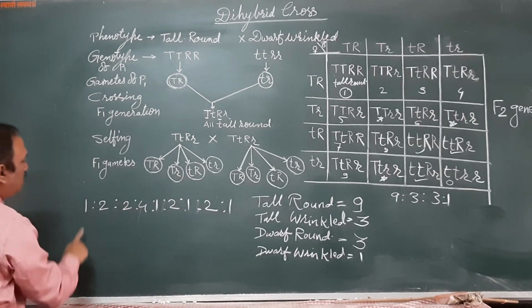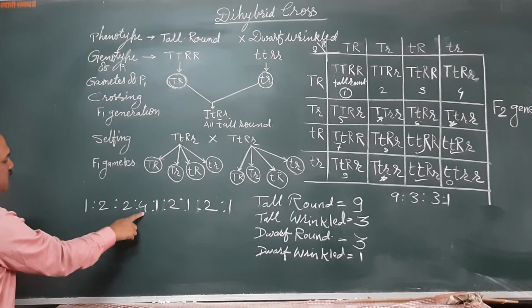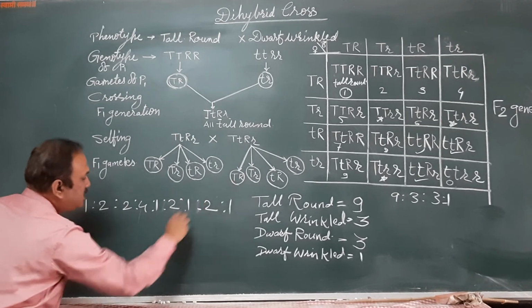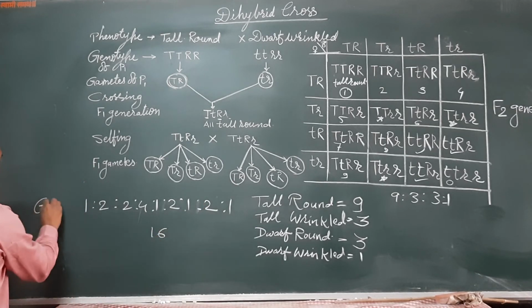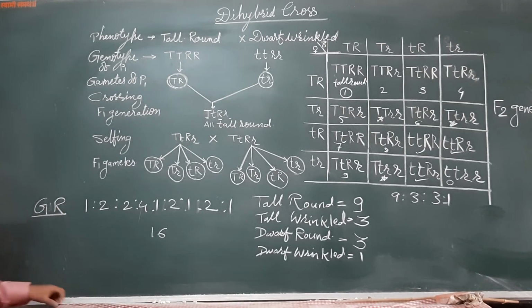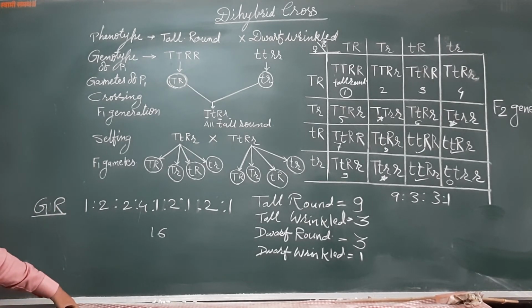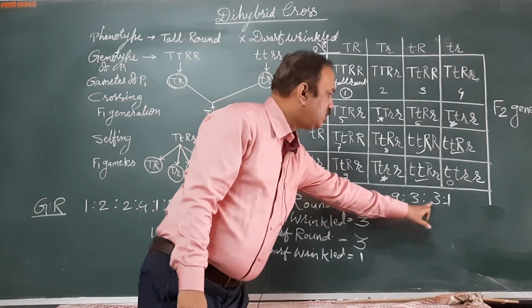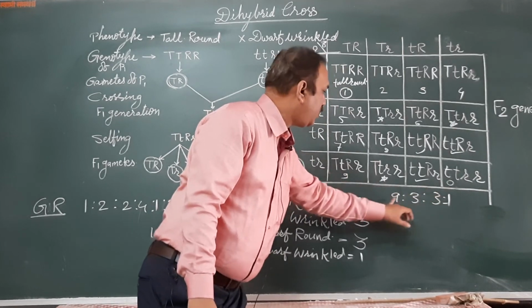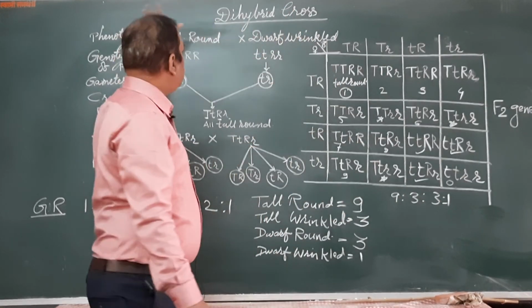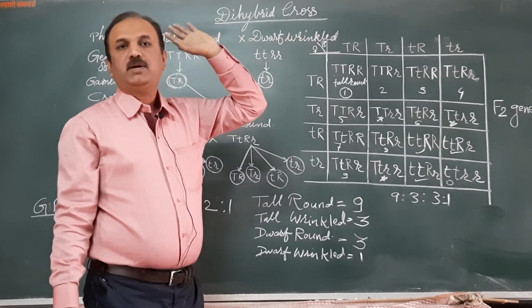You count this one: 1 + 2 is 3, + 2 is 5, + 4 is 9, 10, 10 + 2 is 12, 13, and 3 is 16. So this is the genotypic ratio of the dihybrid cross, 1:2:2:4:1:2:1:2:1, and the phenotypic ratio is 9:3:3:1. So that is the complete explanation of the dihybrid cross. Thank you.